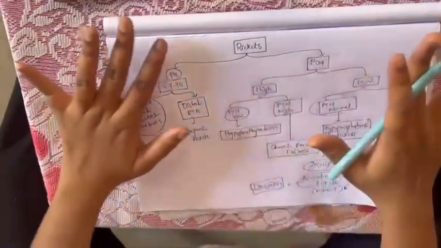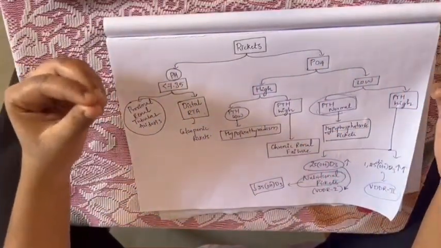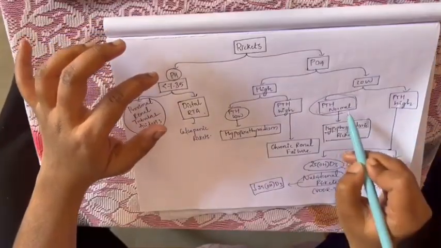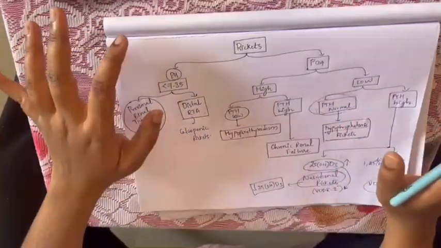So this flow chart makes the question very simple: if the PTH is normal, you need not check for any other values.